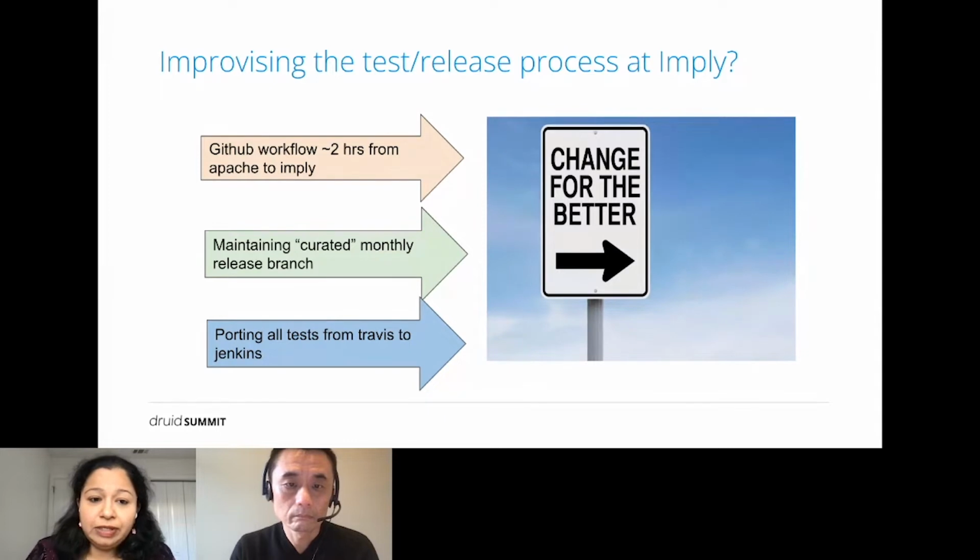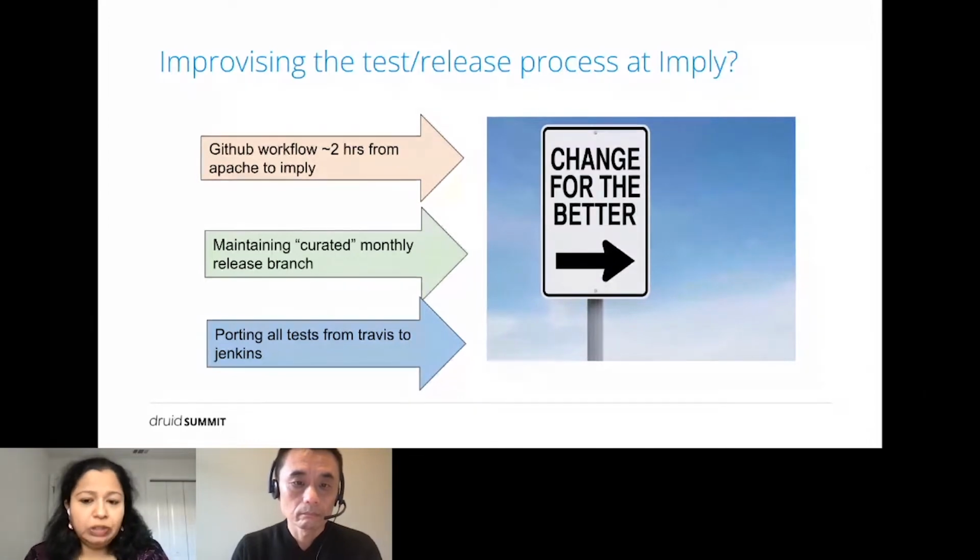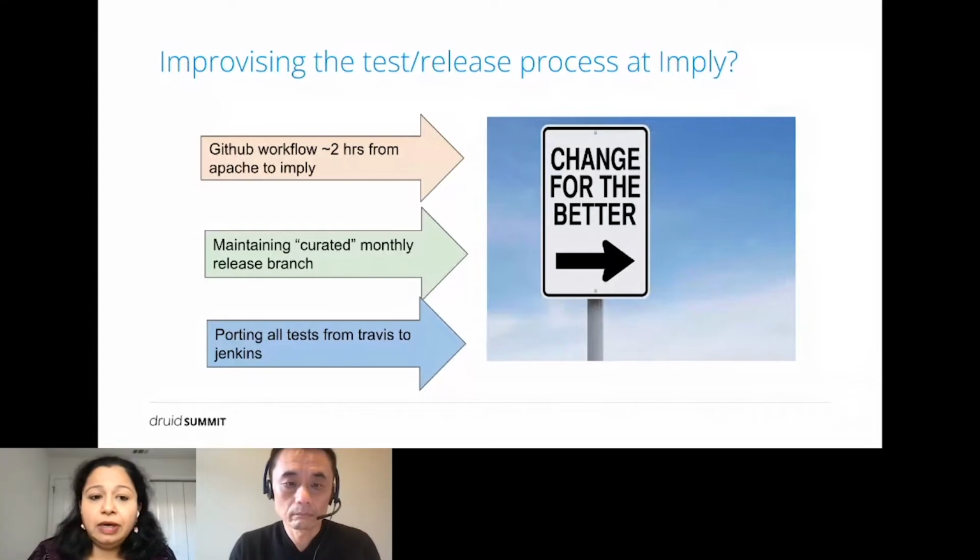Some of the improvements that we have made: apart from the automated GitHub flow, there are some enforced gates. Some of them are manual, some of them are automated. Of course, the vision is to completely automate these gates. And also, one other thing that we've done is to port all the tests from Travis, which is the open source CI/CD platform, to Jenkins.